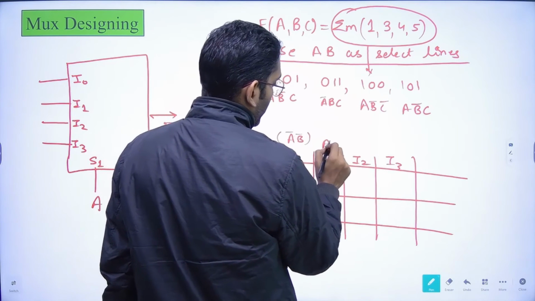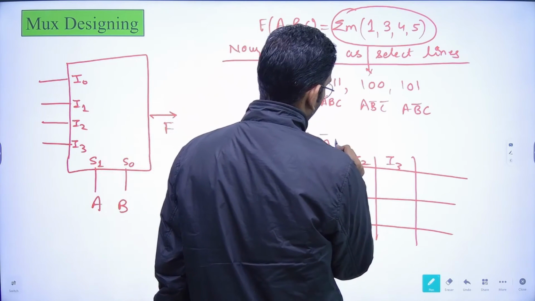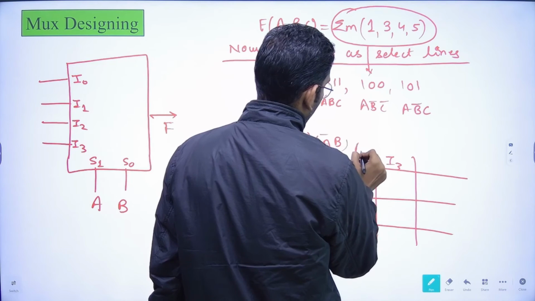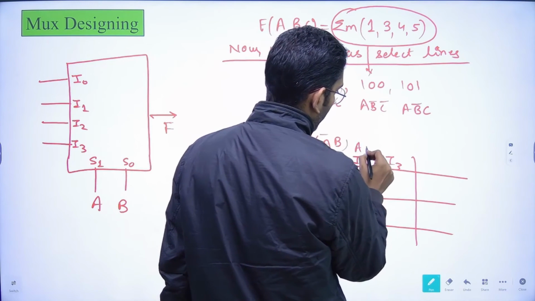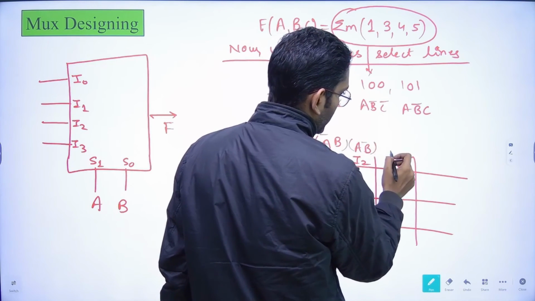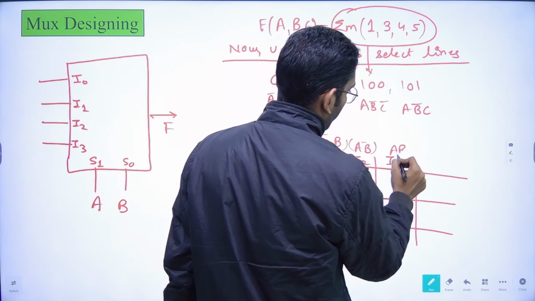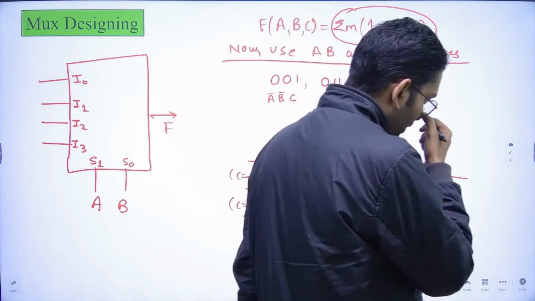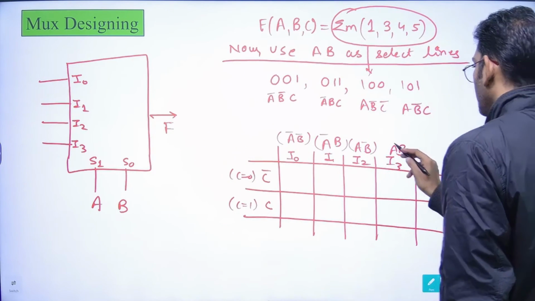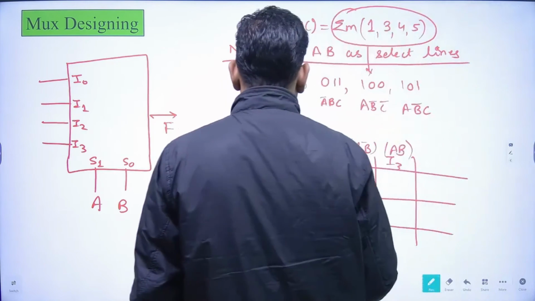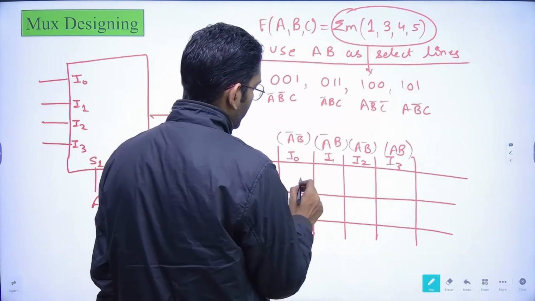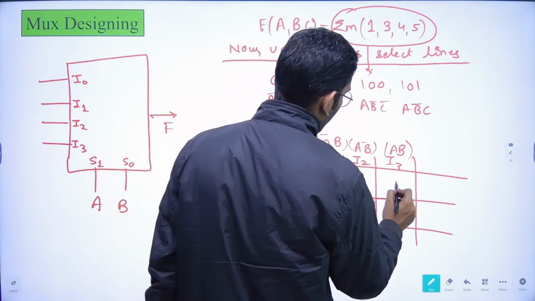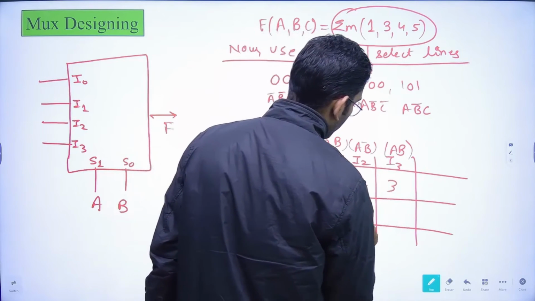A bar, B bar. The next is A bar, B. The next is A, B bar, and after it is A, B. Fine. Now, in the previous case, what we have done is we have just written the values 0, 1, 2, 3, 4, 5, 6, and 7.